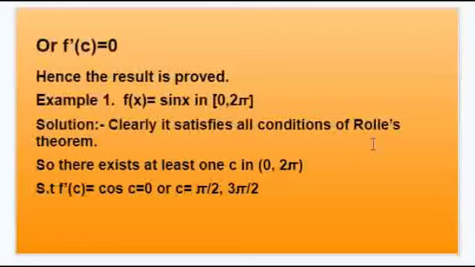So this function satisfies all the conditions of Rolle's theorem. So by Rolle's theorem, there exists at least one c in the open interval 0 comma 2 pi where f dash c is 0. f dash c means cos c, because the derivative of sine is cos. So cos c equals 0, so either c is pi by 2 or 3 pi by 2. So there are 2 points, pi by 2 and 3 pi by 2, where Rolle's theorem is satisfied.